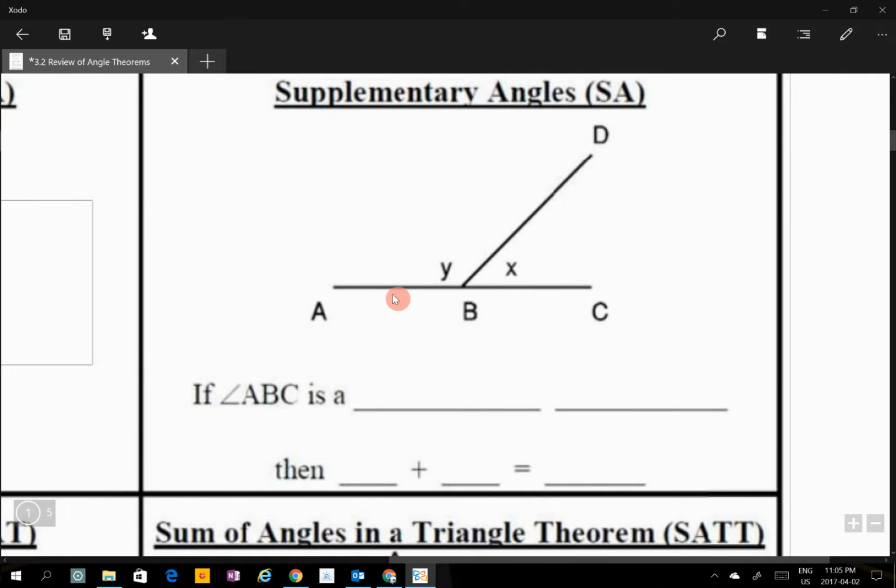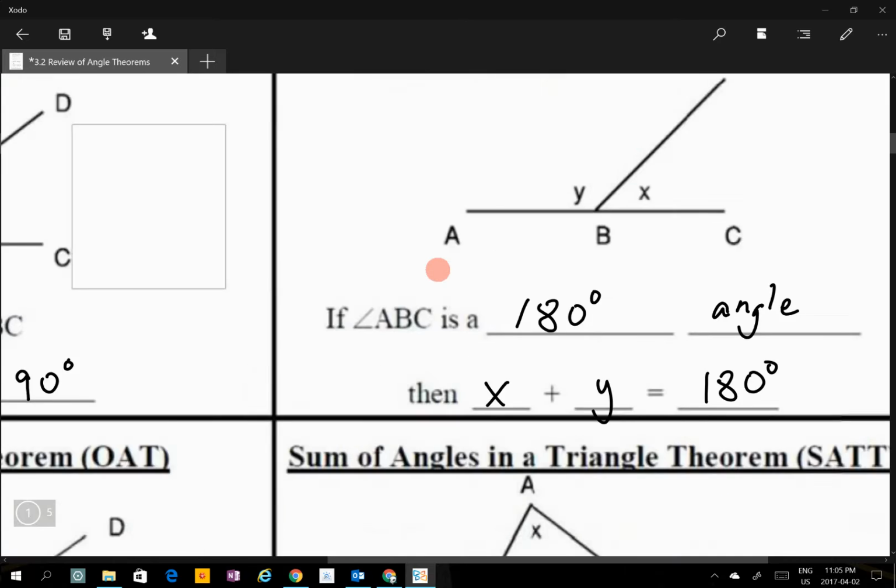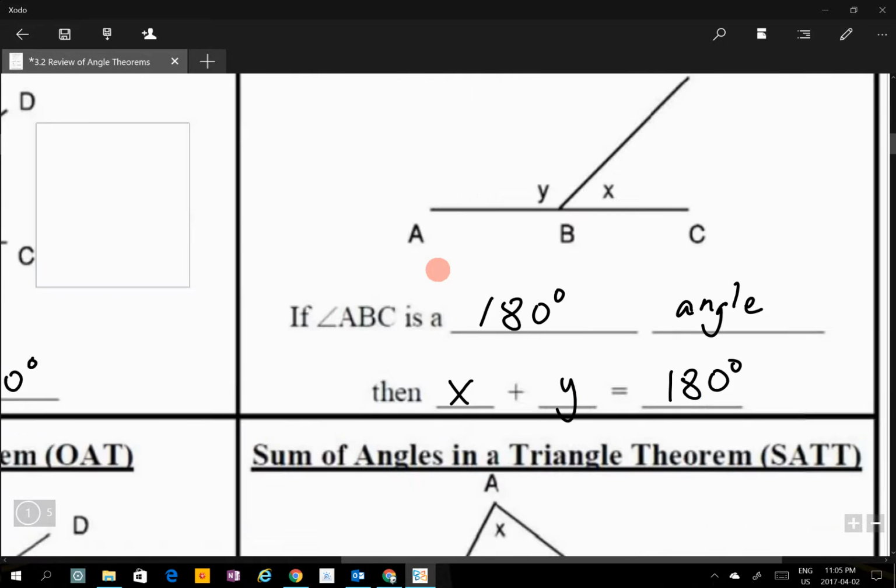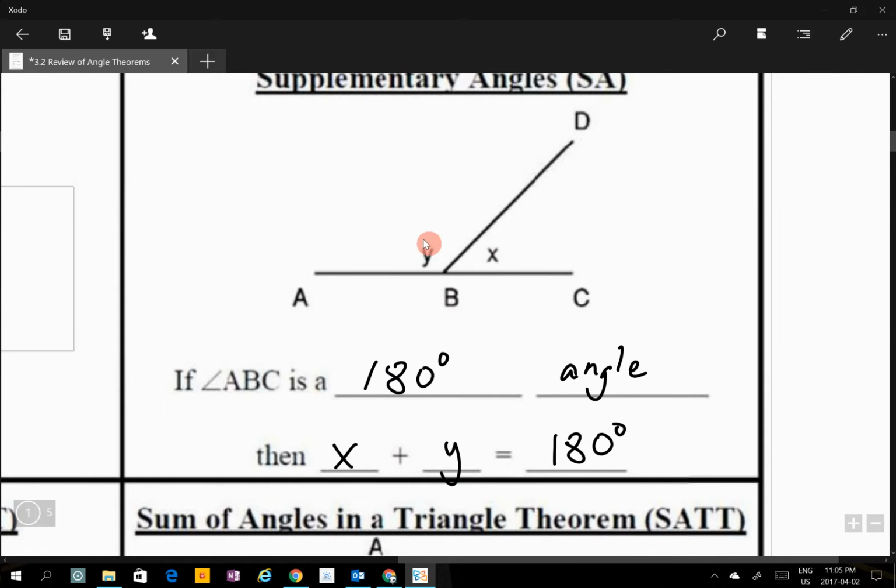Supplementary angles. If angle ABC is a 180 degree angle, in other words, you see a straight line segment here, then the angles that you see here, X and Y, X plus Y, have to sum to 180 degrees. X and Y are separated by this line segment BD. We call these supplementary angles. Y is supplementary to X, because it's just a relationship between 180 degrees, subtracting X to give me Y.